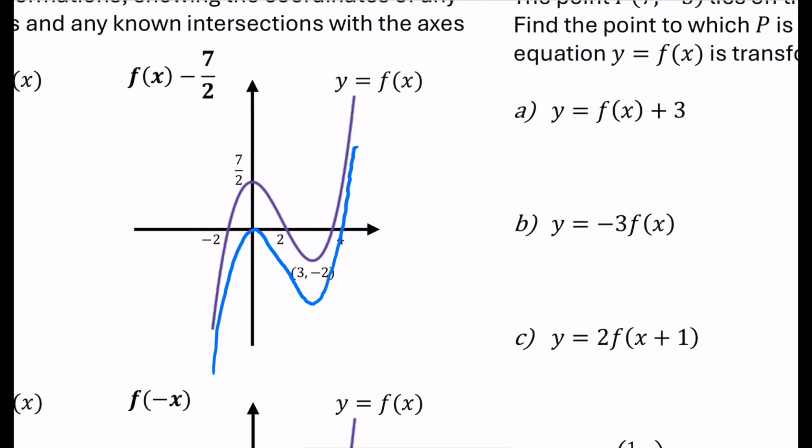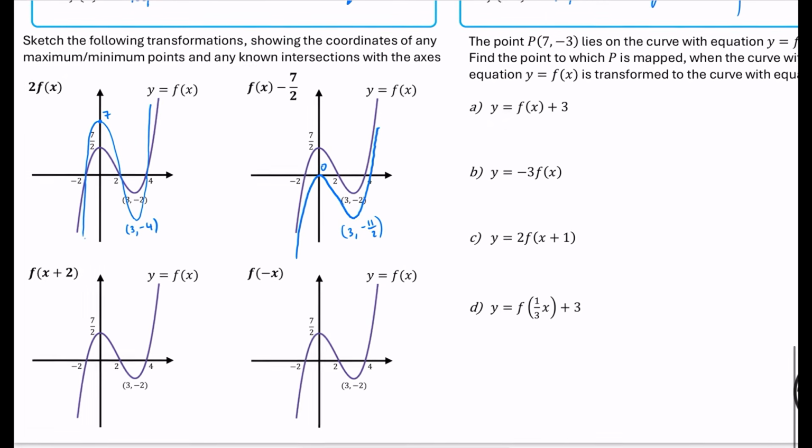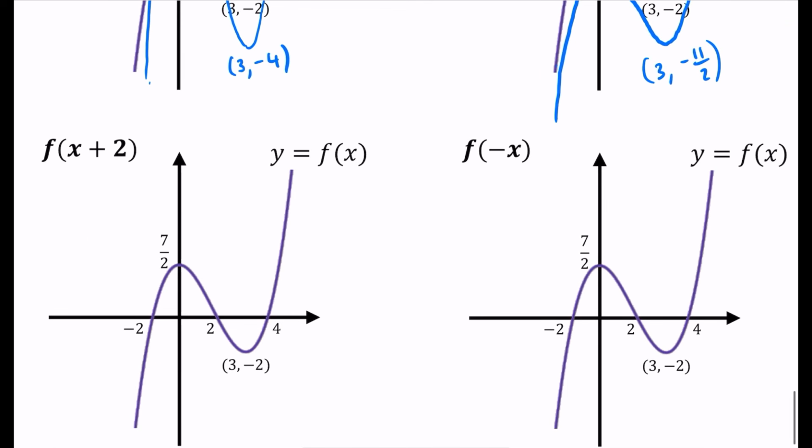So I don't know this intersection with the axis, so I'm not going to work it out, but I'm still going to see this is obviously 0, and this point has moved down. So it's moved down 7 over 2. So minus 2 minus 7 over 2. That is, I think, minus 11 over 2. Yeah, that's right. Okay, then we've got this one here, which is f of x plus 2. So we know what that means. It's going to go 2 spaces to the left.